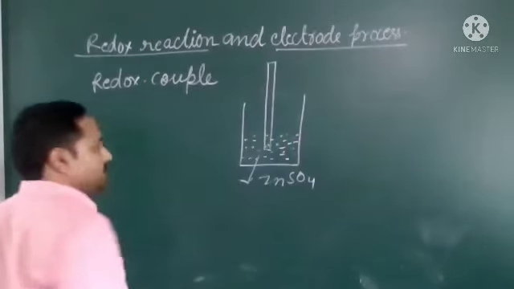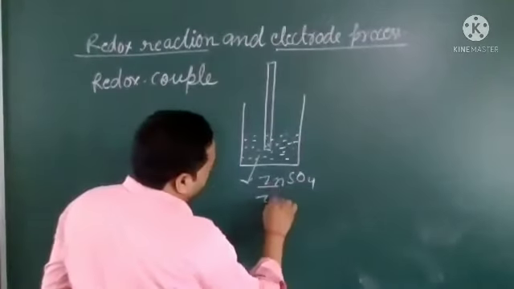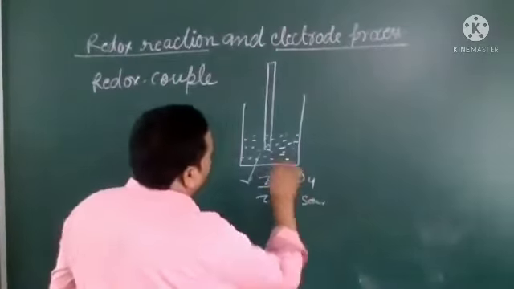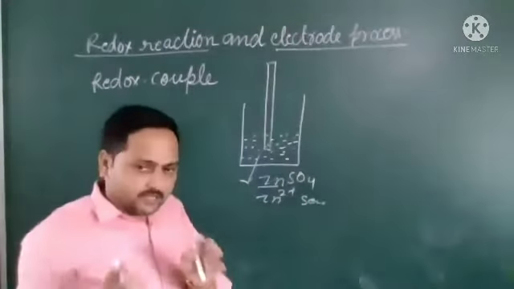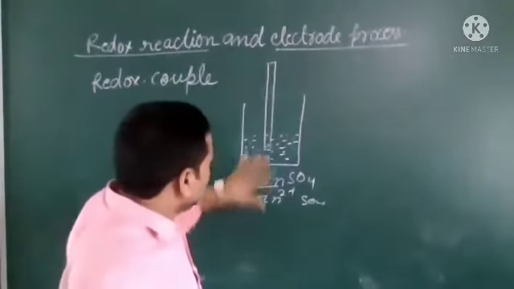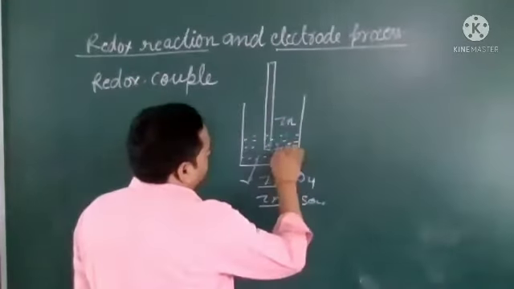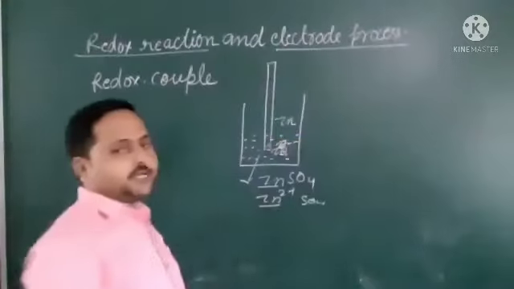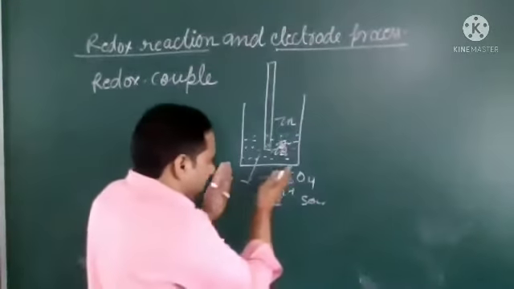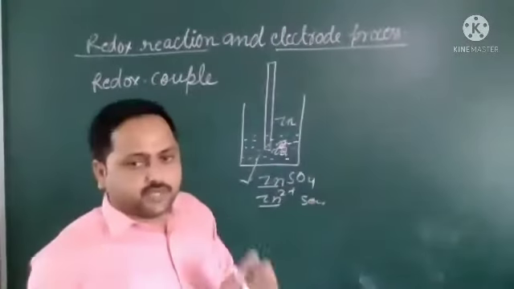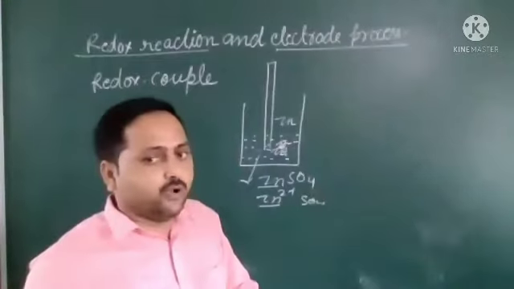In this solution, what will we see? The zinc sulfate will ionize into Zn 2+ and SO4 2-, and this is the zinc rod. In this setup, we see that both are present: Zn and Zn 2+. This is a half reaction. You know that oxidation is taking place, so Zn is changing to Zn 2+.